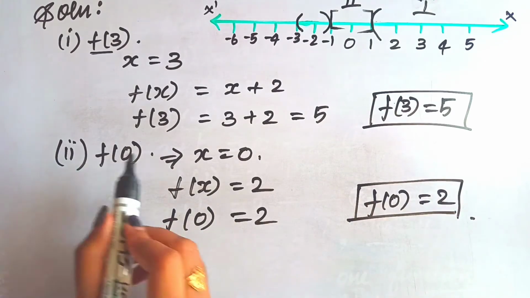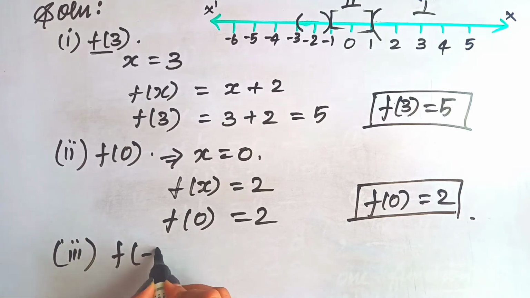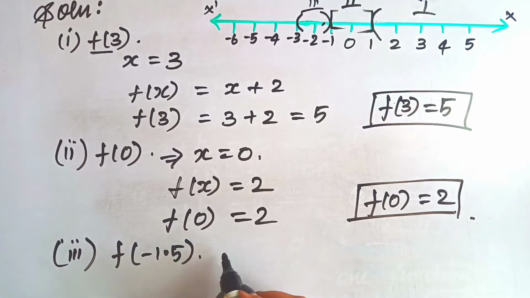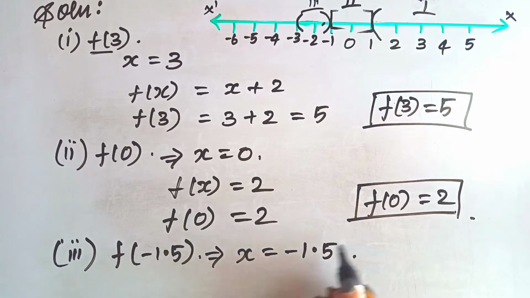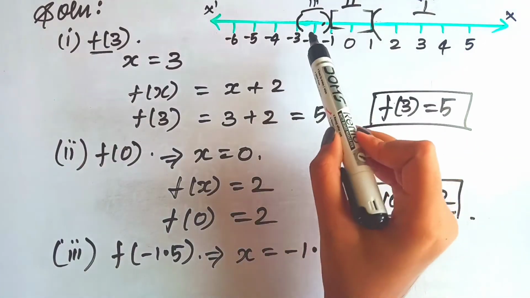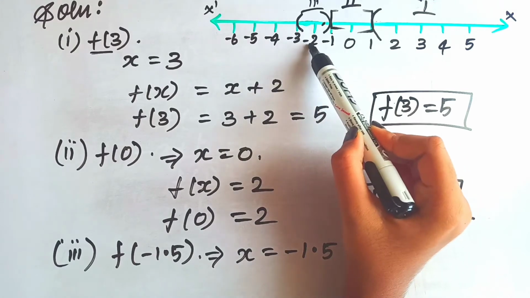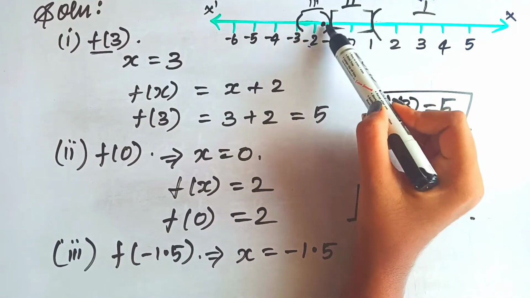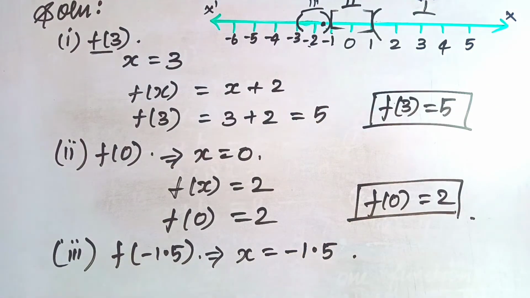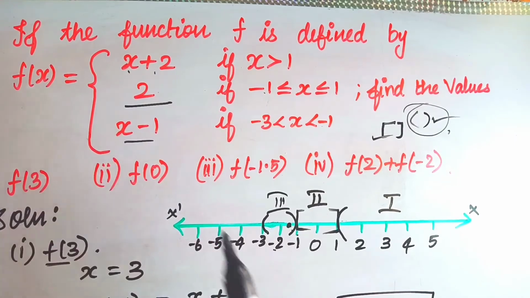So the third thing is f of minus 1.5. Which means x is equal to minus 1.5. So we have to find where this minus 1.5 is on this number line. So here it's minus 1 and here it's minus 2, and the middle will be minus 1.5. Okay, so this is in the third interval. So we have to use the third function, which is x minus 1.